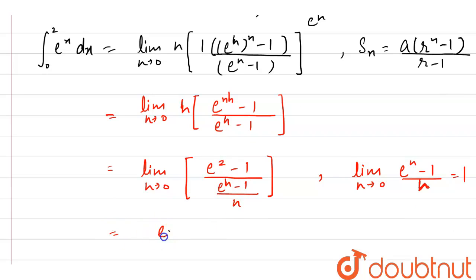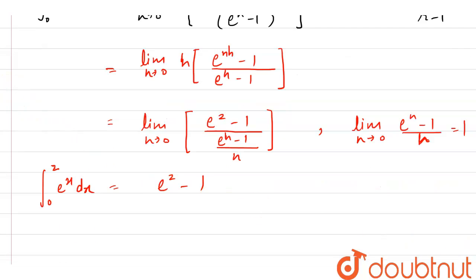So hence at last we have e square minus 1. Let me correct here, it is e square minus 1. As the question asks us to find the integral from 0 to 2 of e raised to power x dx using sum as limit, we can say that this is our final answer.